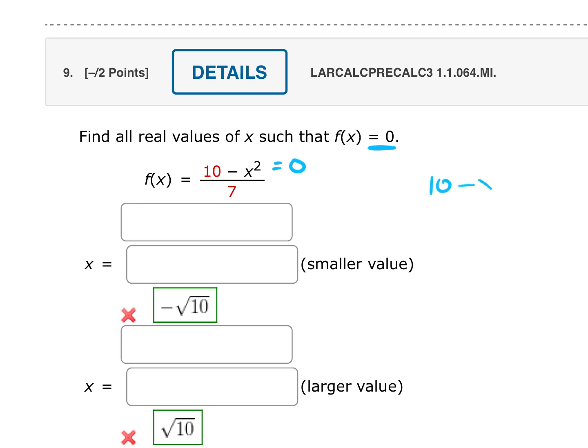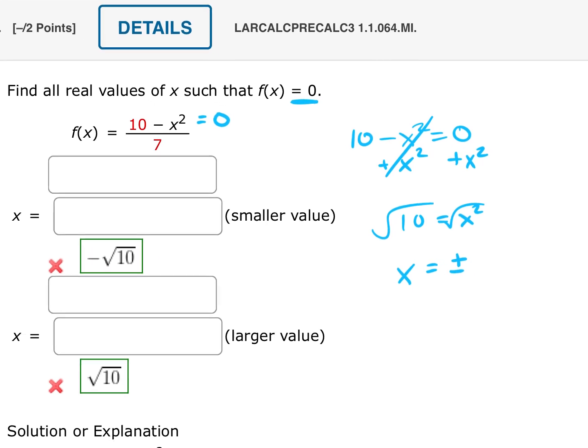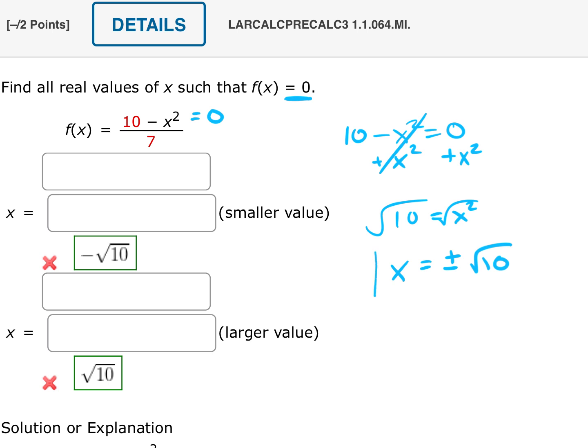So 10 minus x squared equals 0. Add x squared, take the square root. What does x equal? Plus or minus square root 10. Perfect.